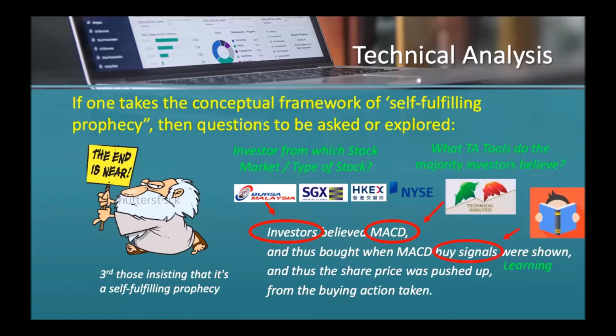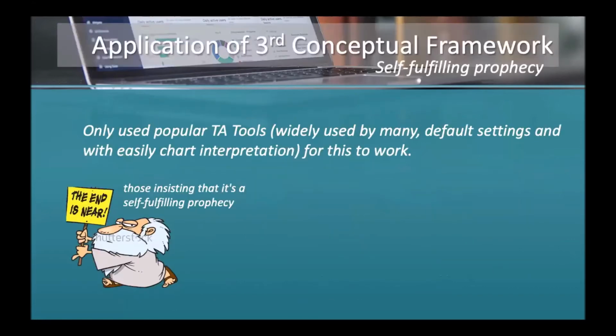Then only you learn about the buy side. But most of the people, they don't bother about the market and the tool, but they go and study all the buy side, learn all the sophisticated tools, which only a few will use. So it's unlikely to be more effective compared to the majority user. So to apply this concept, you only use popular technical analysis tools that are widely used by many. Don't need to use all.